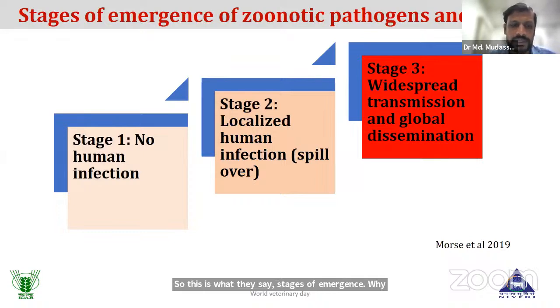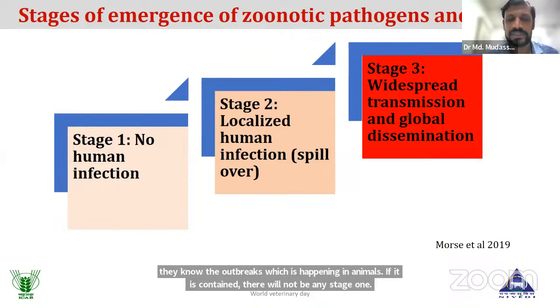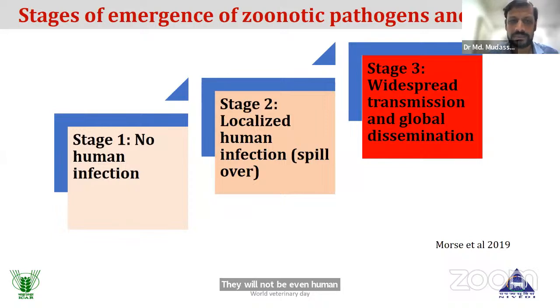Why this is important: most of the time, if outbreaks happening in animals are contained at stage one, there will not even be human infection. If at all it happens, it will be localized. So if we take care of zoonotic disease outbreaks at the stage one and stage two level, there will not be any widespread transmission. It starts in animals, then goes to humans, and then subsequently transmits to other places, and eventually, if it is a pandemic, it goes globally to other countries.